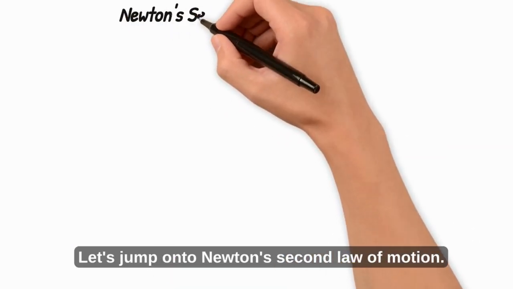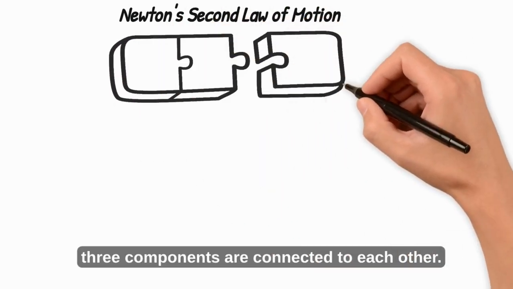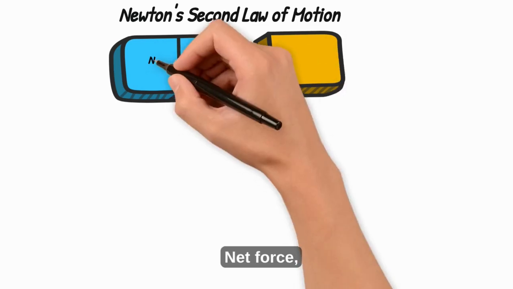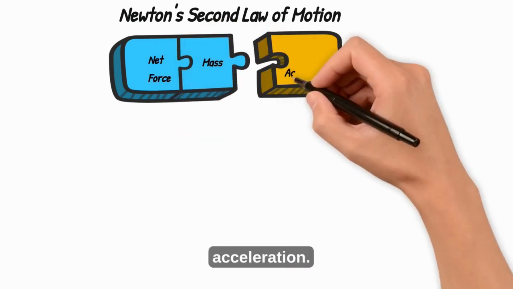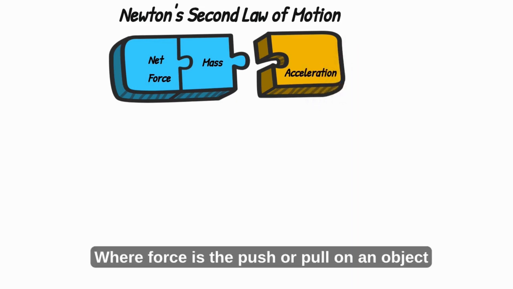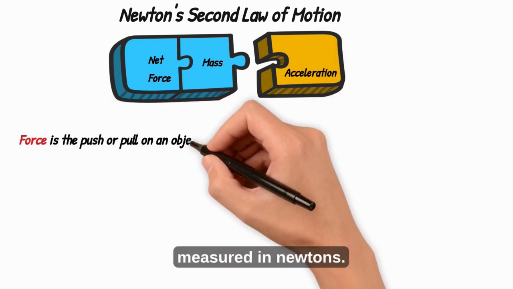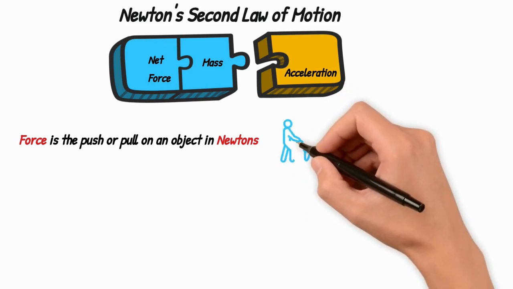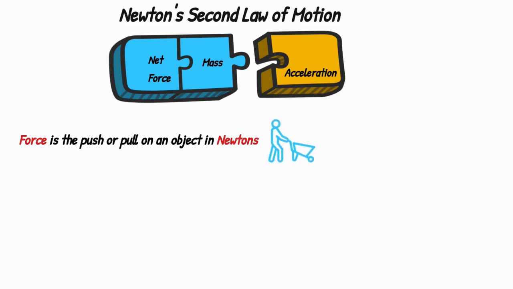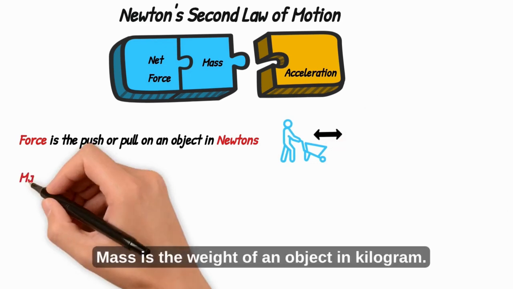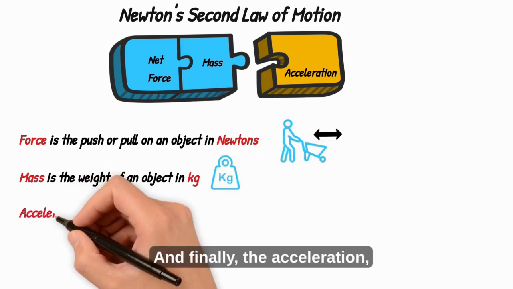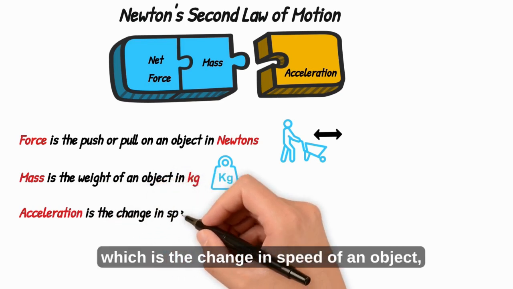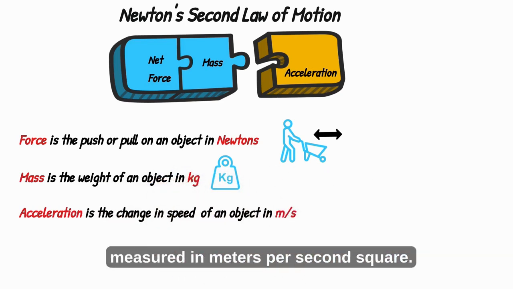Let's jump onto Newton's second law of motion. In Newton's second law of motion, three components are connected to each other: net force, mass, and acceleration. Where force is the push or pull on an object measured in newtons. Mass is the weight of an object in kilogram. And finally, the acceleration, which is the change in speed of an object, measured in meters per second square.